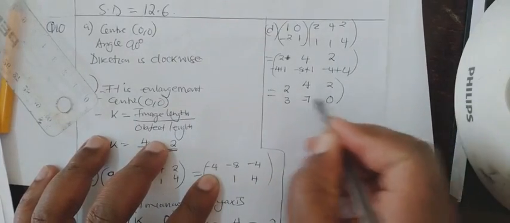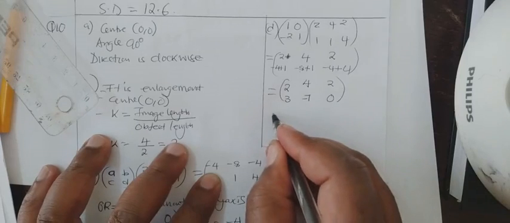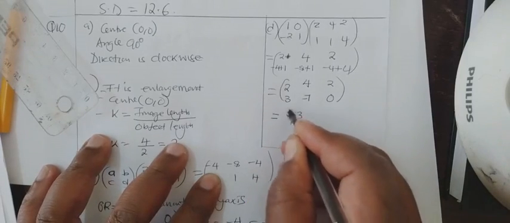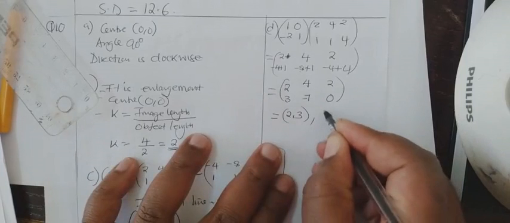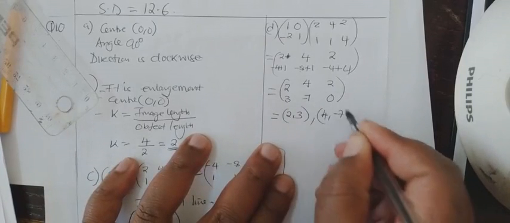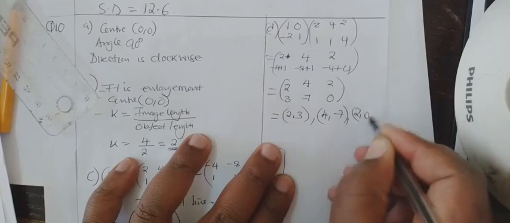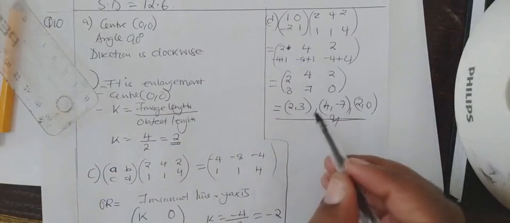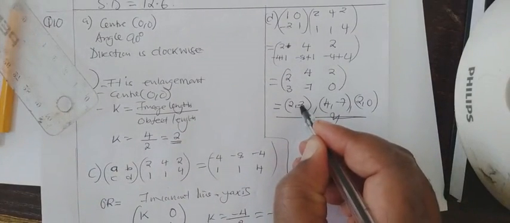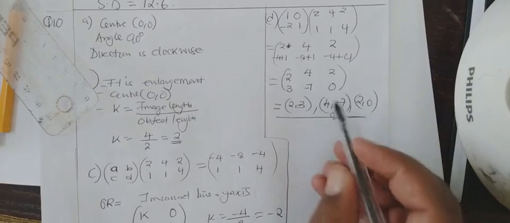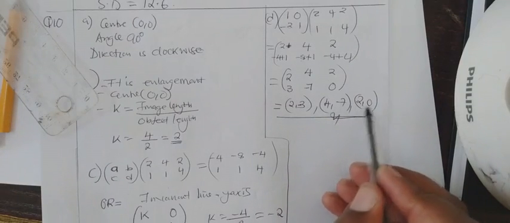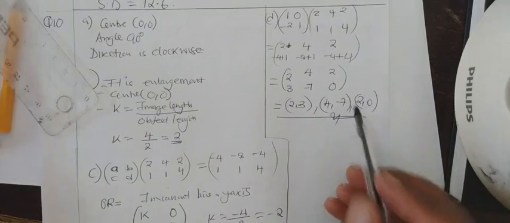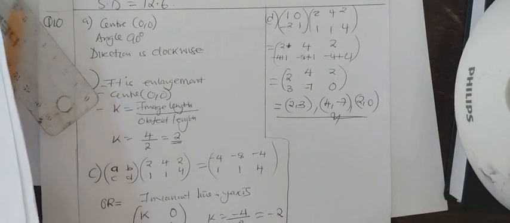Alright? So these are the coordinates that we are going to have. 2, 3. You have 4, negative 7. Then 2, what? 0. Okay? These are the coordinates that we are going to have. 2, negative 3. You have got 2, 0. 4, negative 7. Okay? So those are the coordinates.